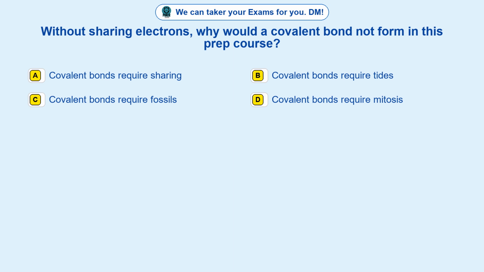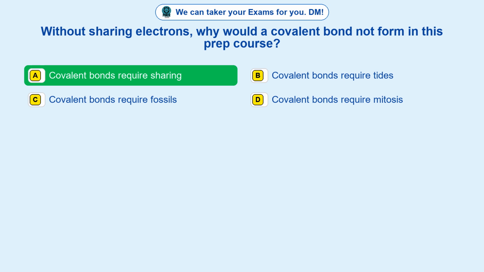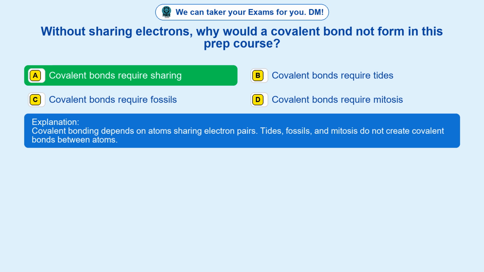Question 34. Without sharing electrons, why would a covalent bond not form in this prep course? Option A, covalent bonds require sharing. Option B, covalent bonds require tides. Option C, covalent bonds require fossils. Option D, covalent bonds require mitosis. The correct answer is option A. Covalent bonds require sharing. Covalent bonding depends on atoms sharing electron pairs. Tides, fossils, and mitosis do not create covalent bonds between atoms.